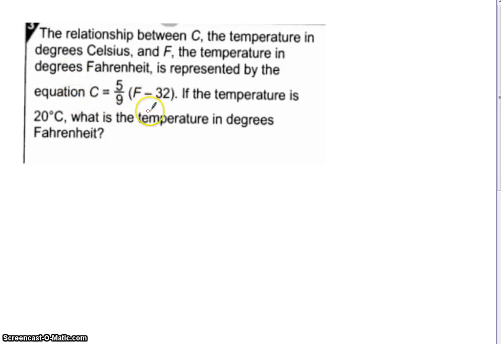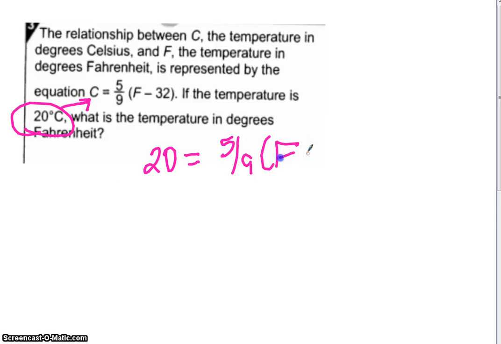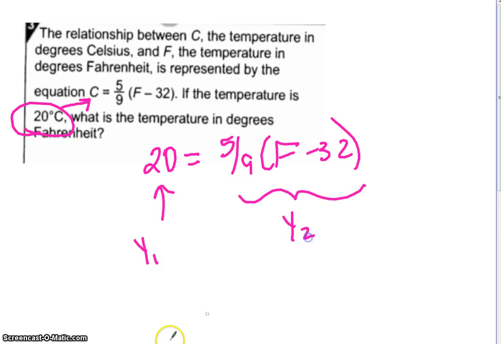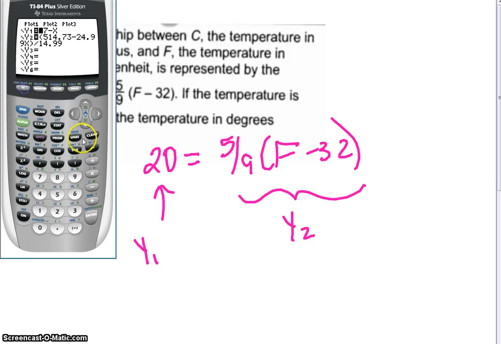They've given you an equation, and they say if the temperature is 20 degrees Celsius, what is Fahrenheit? That means 20 has to go into the C part. So 20 is equal to 5/9 times F minus 32. Everything before the equal goes to Y1. Everything after the equal goes to Y2. So go to your Y equal, clear it out. Y1 is going to be 20. Y2 is going to be 5 divided by 9, open parentheses, x minus 32.